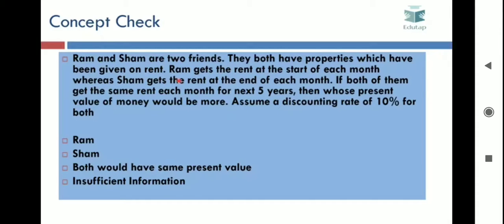Ram gets the rent at the start of each month and Shyam gets the rent at the end of each month, right? So if both of them get the same rent each month for the next 5 years, then whose present value of money would be more?